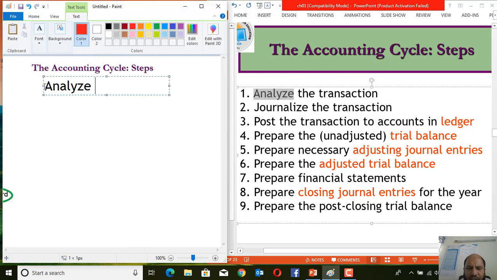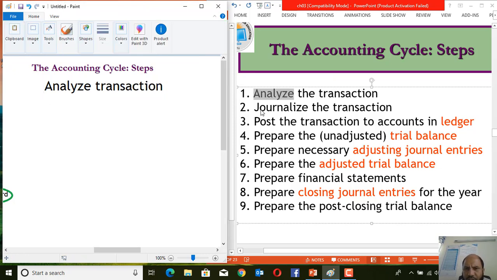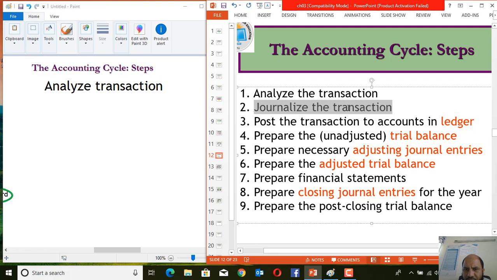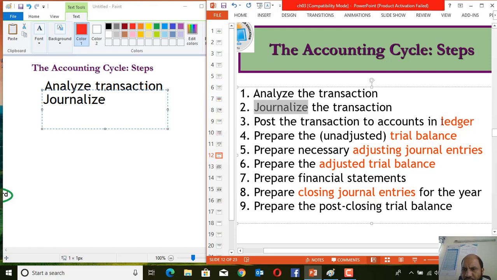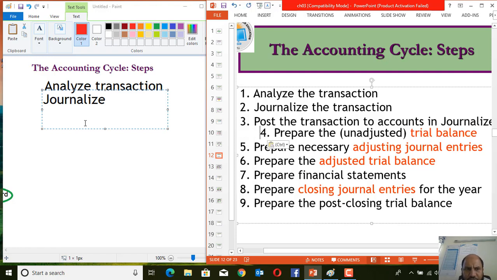This is the first step, analyze transaction. The second step is journalize the transaction, and I mean record this into the journal. This is the second step of the accounting cycle. The third step is post the transaction to the ledger, and we will prepare the ledger account.